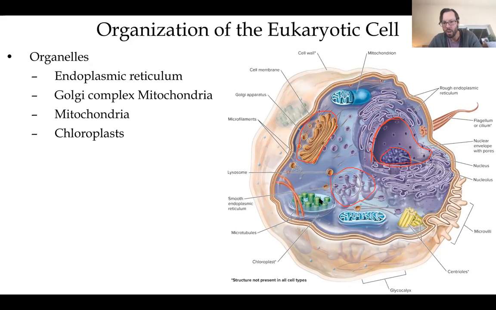The mitochondria, where's the mitochondria? Here's the mitochondria. The mitochondria are where ATP is derived and is used for energy to help the cell do its functions.